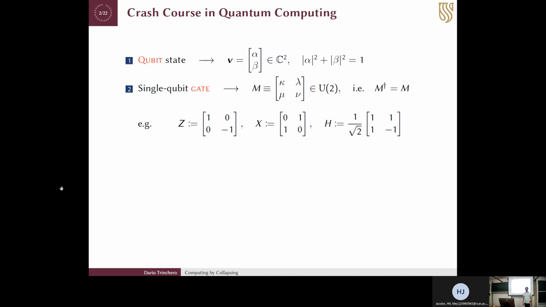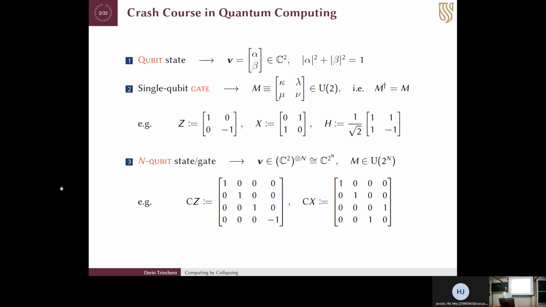The gates in our computation, like logic gates in classical computation, are now 2 by 2 unitary matrices. Unitary meaning that their conjugate transpose is equal to the matrix's inverse. And here are a couple of examples. So these are all quite important gates, X, Z, and H, and we'll see them again later in the talk. It's not so important that you understand what they do per se.